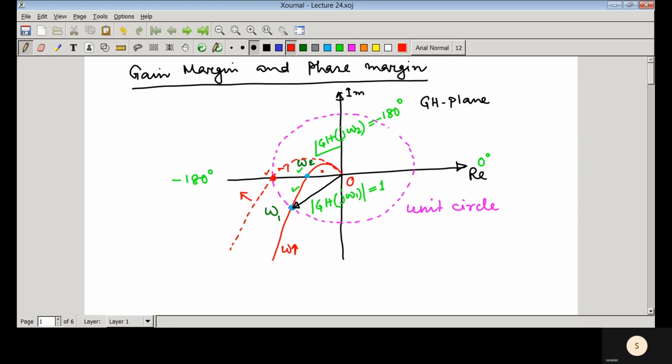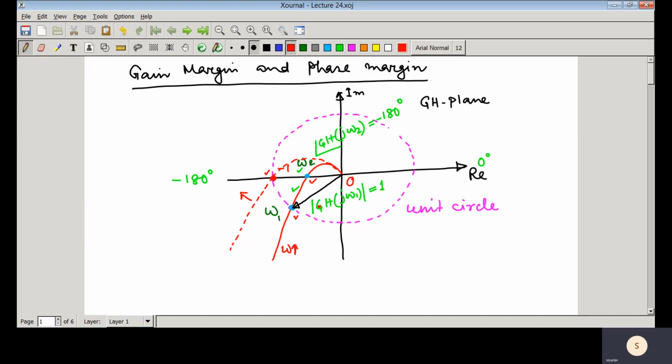So these 2 points, that means at omega equal to omega 2, this is that point, and at omega equal to omega 1, this is another point. These 2 points actually tell us how far this Nyquist plot is from that critical point. And it is always expected that if the Nyquist plot is far away from the critical point, then even if there is some uncertainty or perturbation, it would not encircle the critical point. That means the number of encirclements around the critical point remains the same.